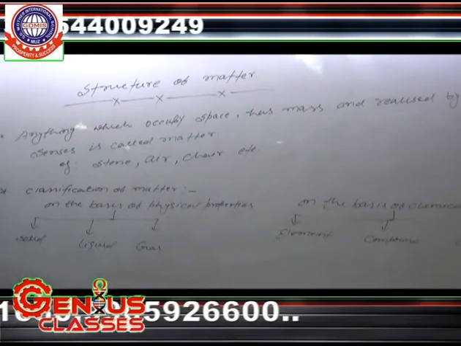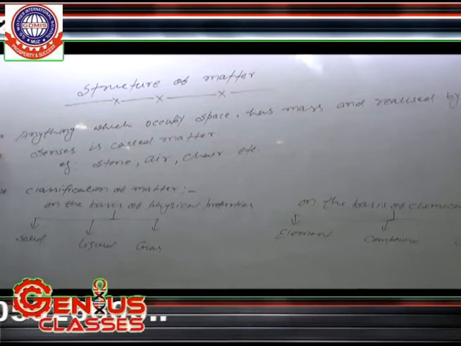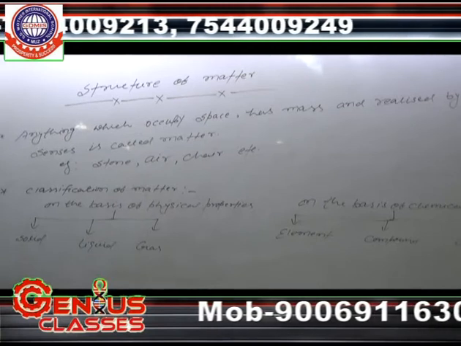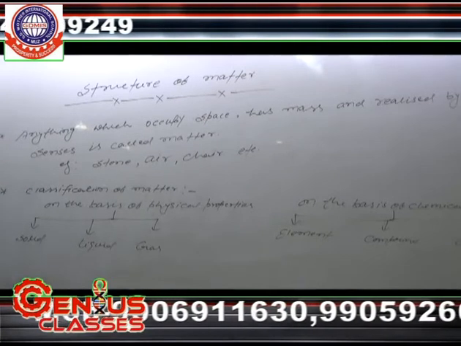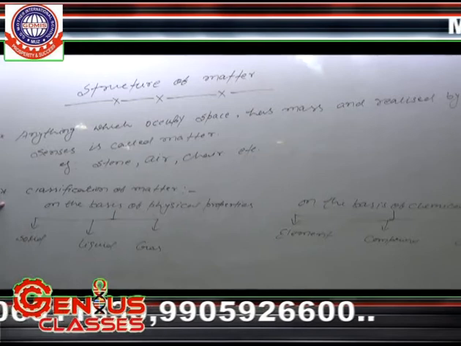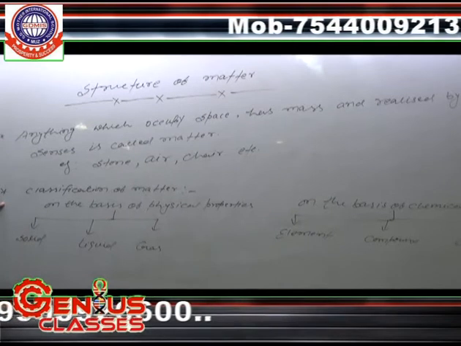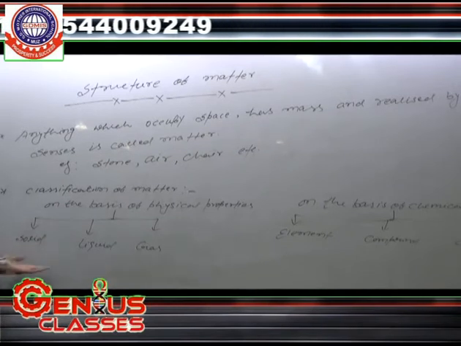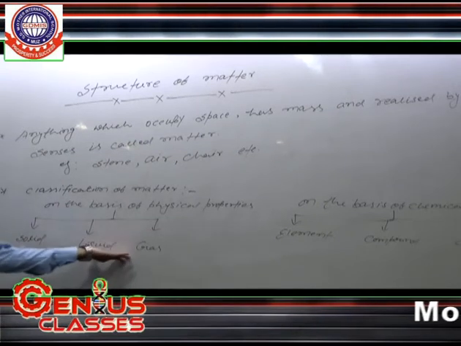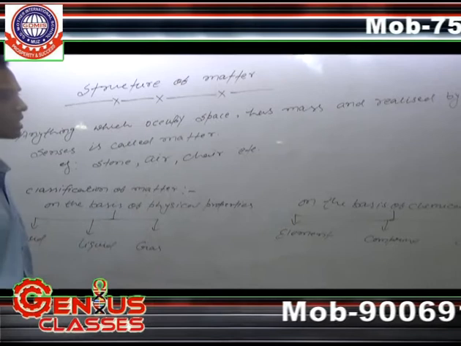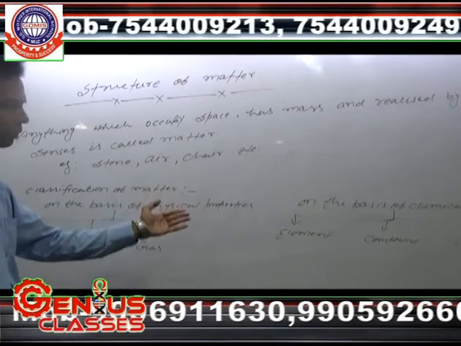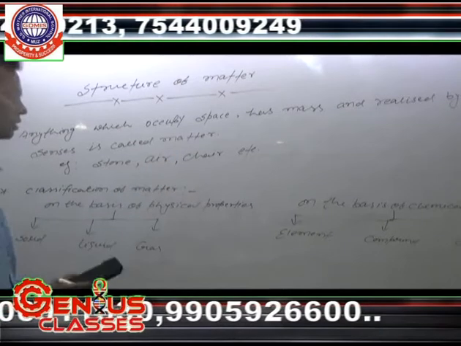Once again I repeat, anything which occupies space, has mass and is realized by our senses is called matter. Example, stone, air, chair, etc. Next, classification of matter. On the basis of physical property, matter can be classified into three groups as solid, liquid and gas. And similarly, on the basis of chemical properties, matter can be classified into three groups: element, compound and mixture.